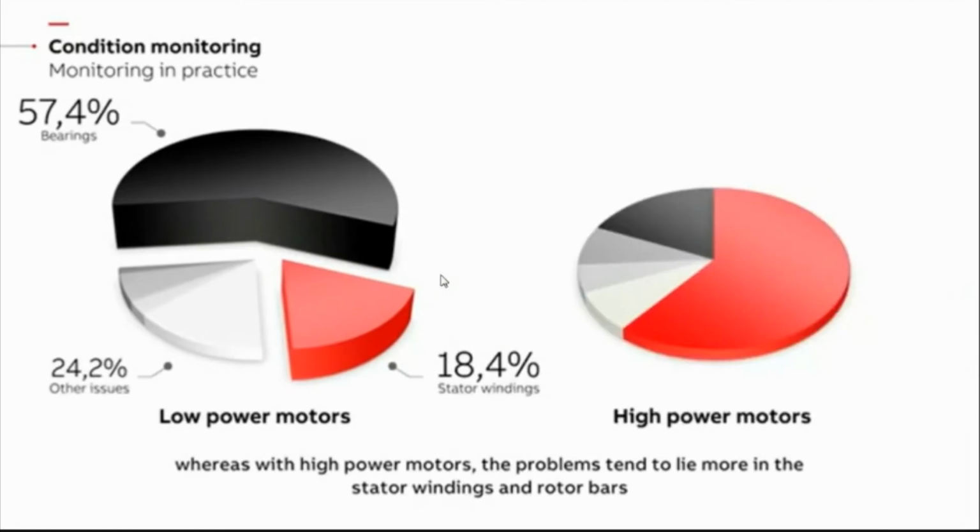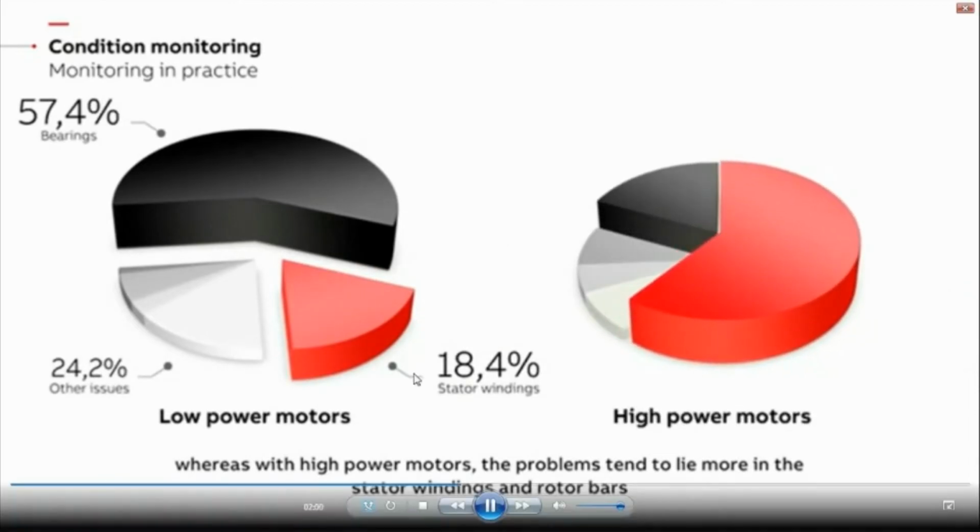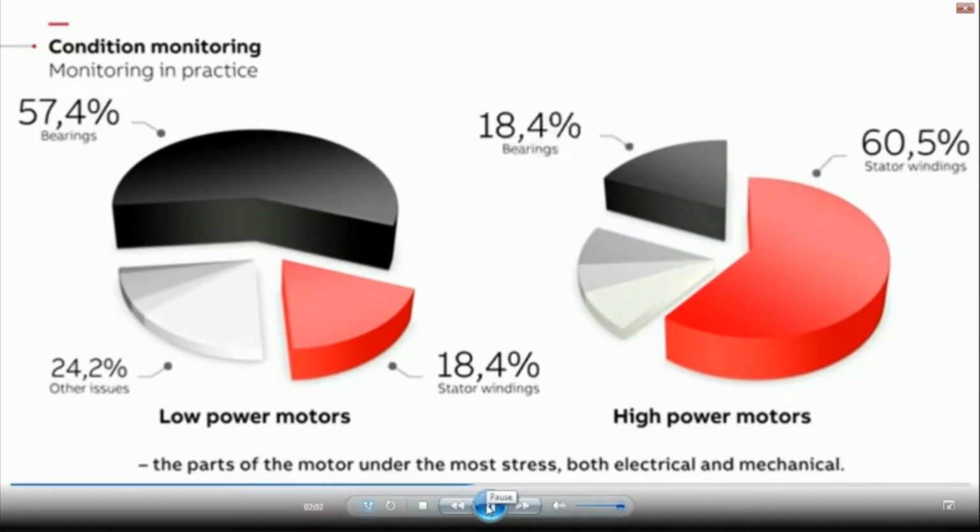Whereas with high power motors, the problems tend to lie more in the stator windings and rotor bars, the parts of the motor. So here you can see that condition monitoring is done for the low power motors and the high power motors, and based on the condition monitoring, the conclusion is that the parts of the motor which are under the most stress, both electrical and mechanical, are distributed in percentages.